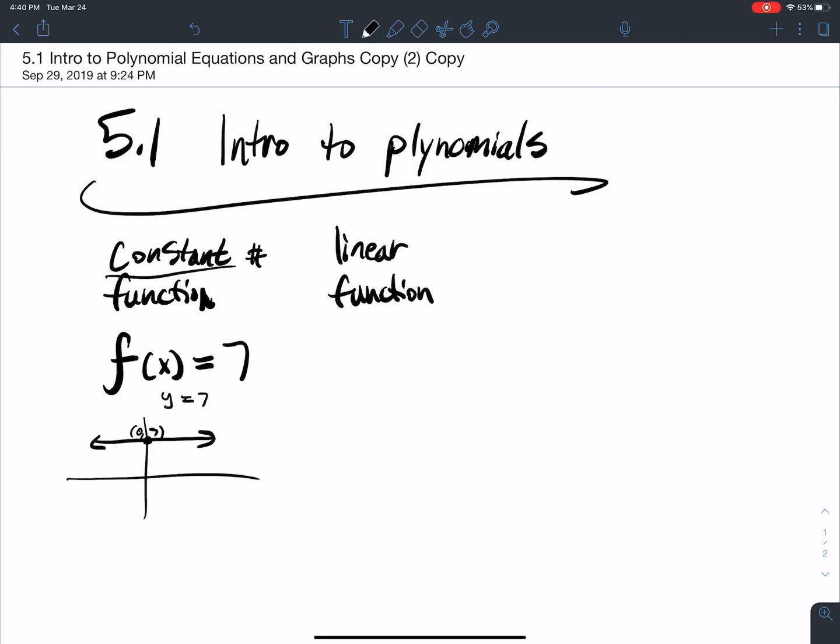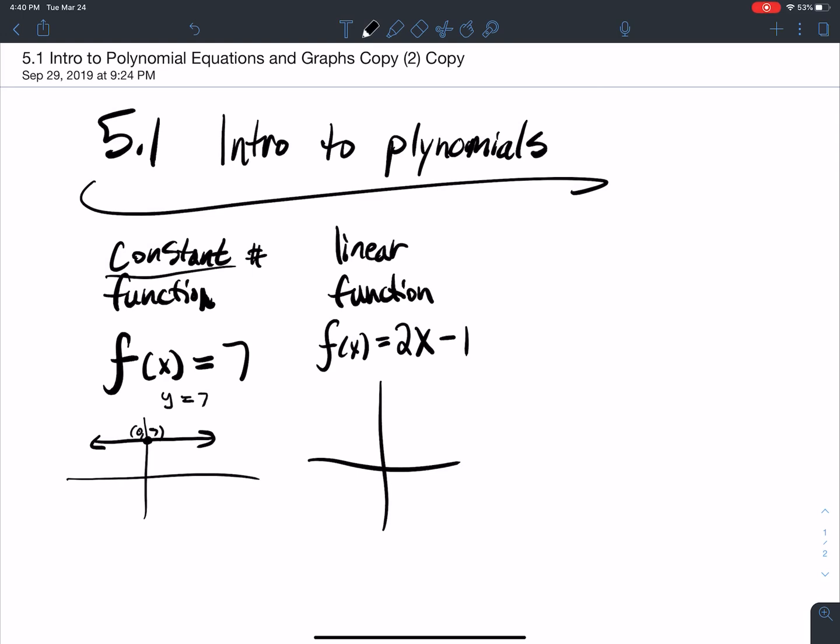So linear function, this is also a line, but this line does not have a slope of 0. It's not horizontal. So say I have something like this. f of x equals some number, so maybe like, I don't know, 2x, and then plus another number. So maybe like minus 7 or minus 1. That's fine. Doesn't matter. Okay, it's just a number.